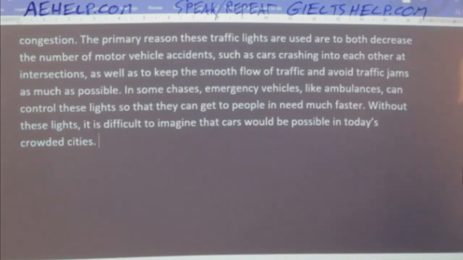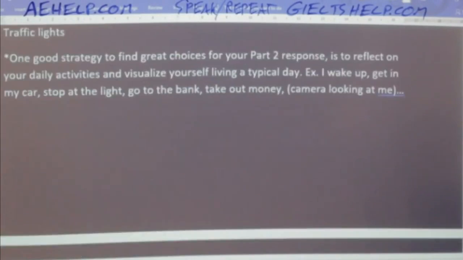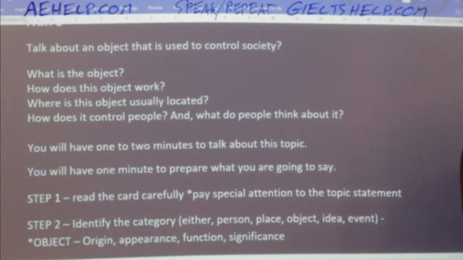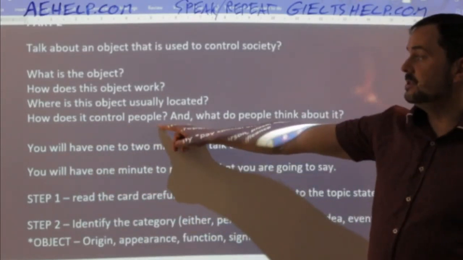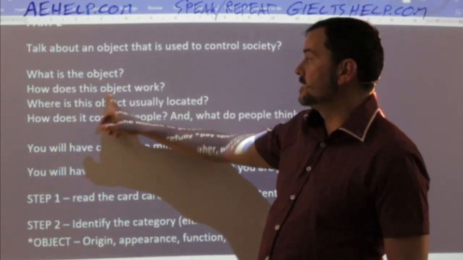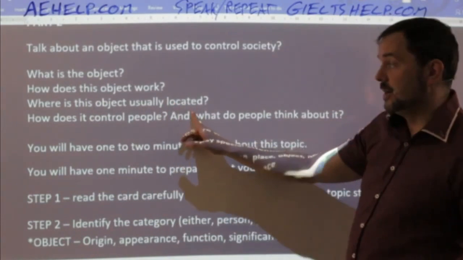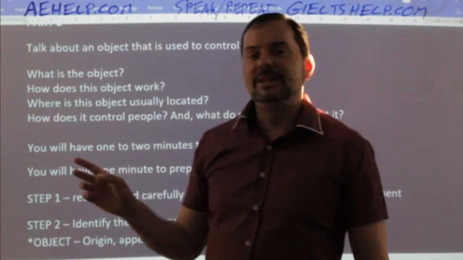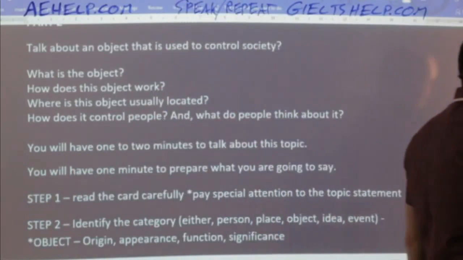Okay, now at this point, and don't forget this, students, I want to look at the card. All right, so how does it control people? We've answered that. So, what is the object? We've answered that. How does this object work? We've answered that. Where is this object usually located? We answered that. What do people think about it? I haven't really answered that. So, I want to answer what do people really think about it? Okay.